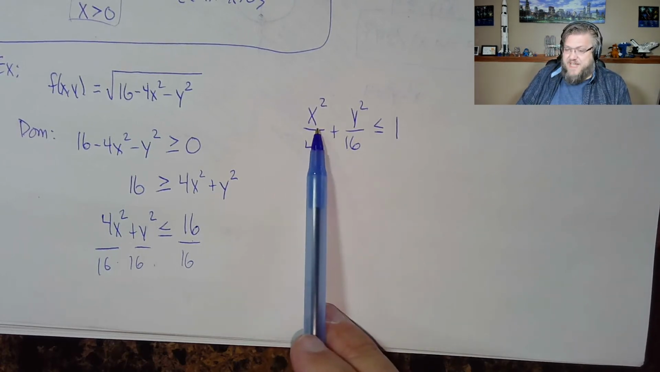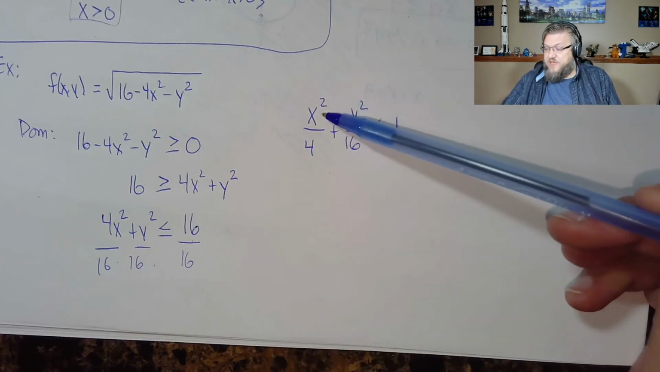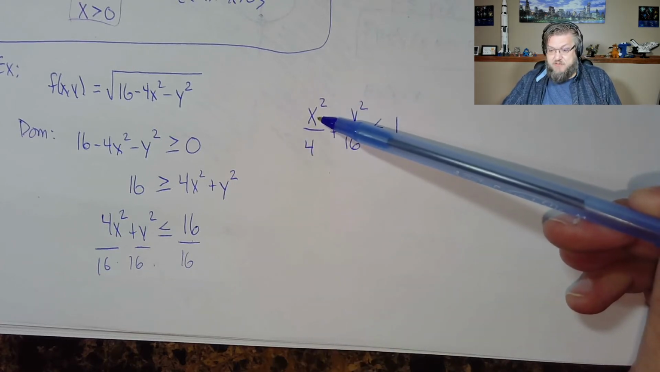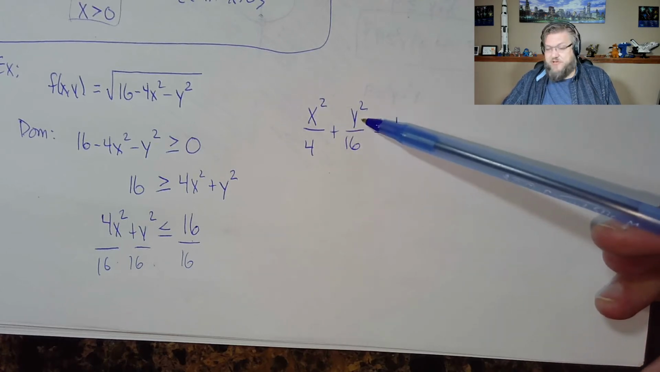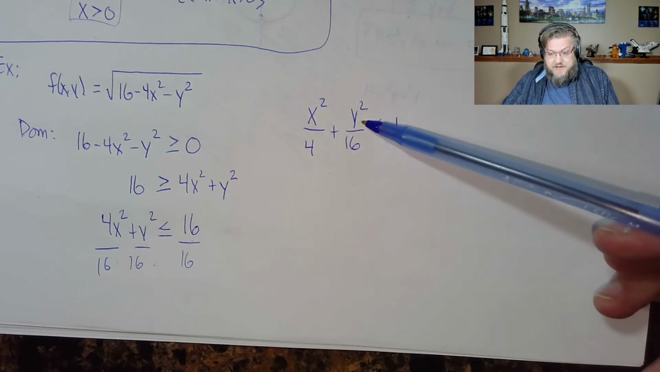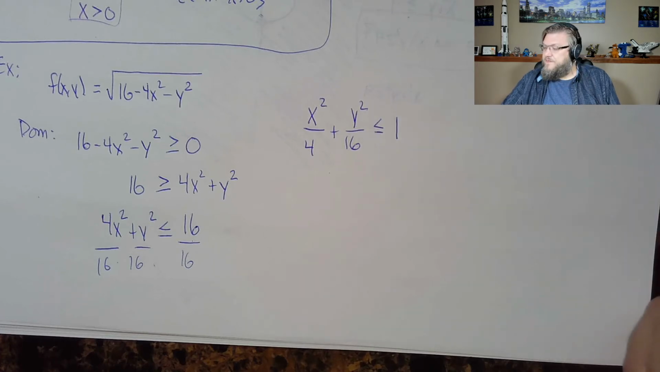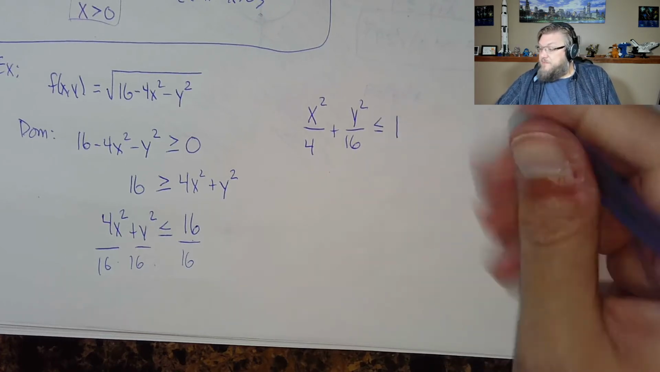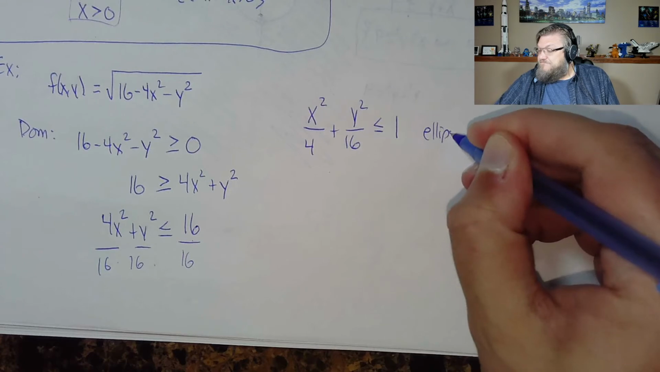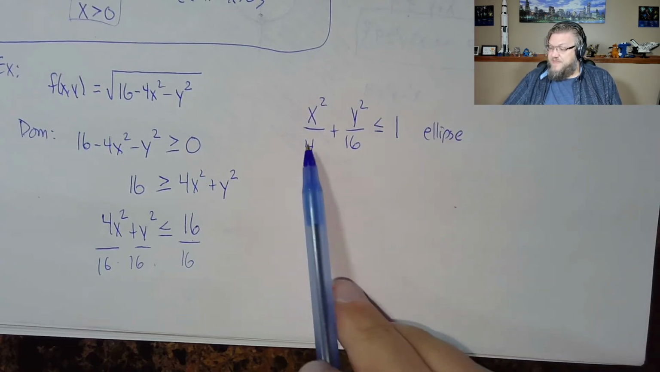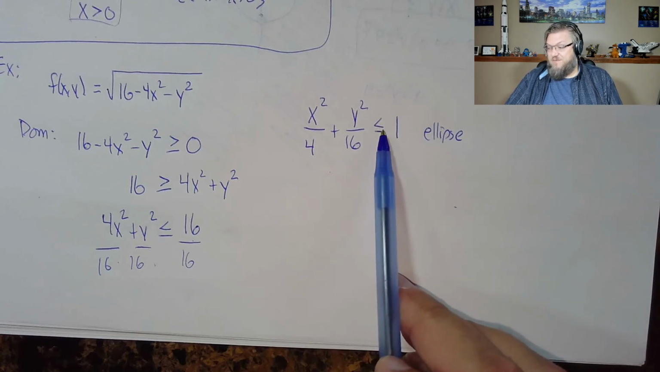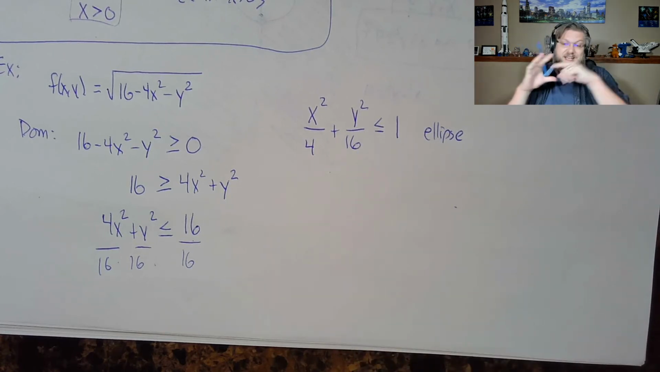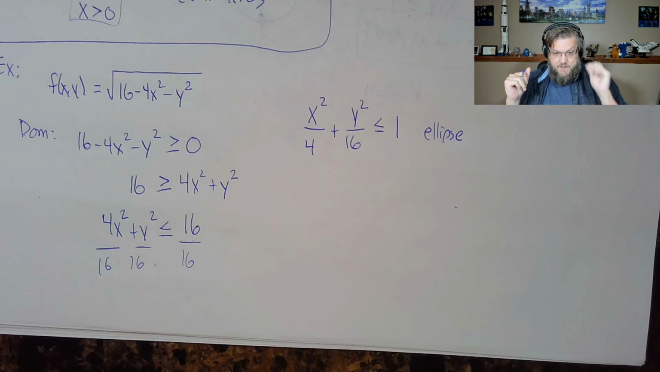What we have here is that x really can only go between what? Negative 2 and 2. And here we have y can only go between negative 4 and 4. Right? So we have an ellipse. And in fact, that's what the edge is, right? This is equal to 1. That's the ellipse. And less than 1 are the points inside of that ellipse, right?